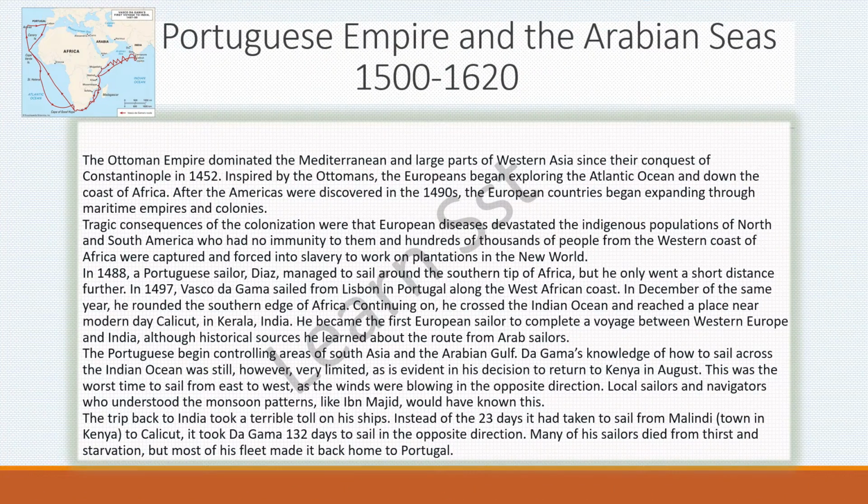The Portuguese Empire and the Arabian Seas, 1500 to 1620. How did they flourish and expand their empire? You get a clear view in this particular slide. The Ottoman Empire dominated the Mediterranean and large parts of Western Asia since their conquest of Constantinople in 1453. Inspired by the Ottomans, the Europeans began exploring the Atlantic Ocean and down the coast of Africa.